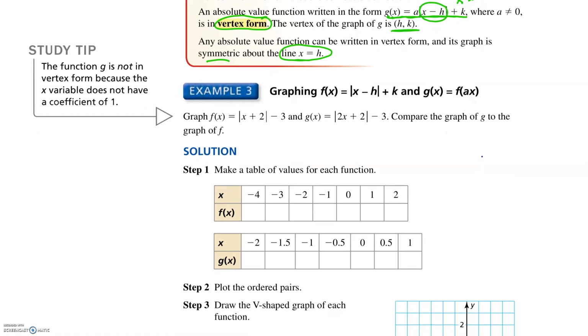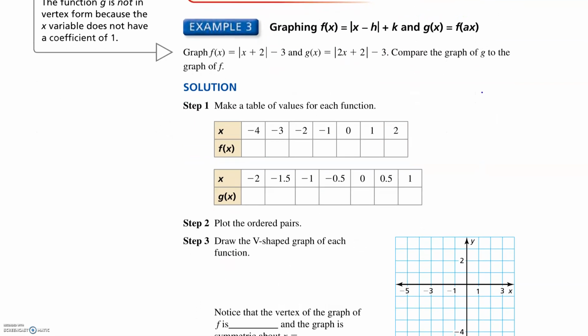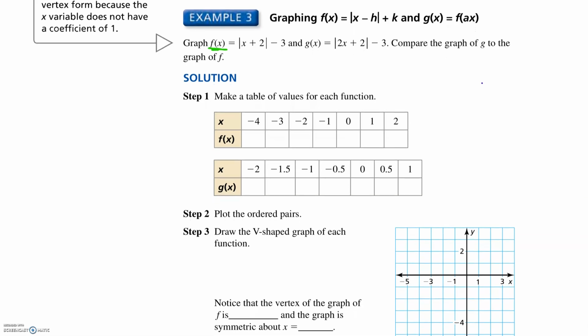All right, we're going to do an example. We're going to take a function, f of x equals the absolute value of x plus 2, take away 3, and we're going to graph that. We're going to make a table of values. It's really x minus negative 2 inside the absolute value, because remember plus 2 is the same as subtracting a negative 2, and subtracting 3 is the same as adding negative 3. So h is negative 2, k is negative 3. So our vertex should be at (-2, -3). Let's make a table and test that out.